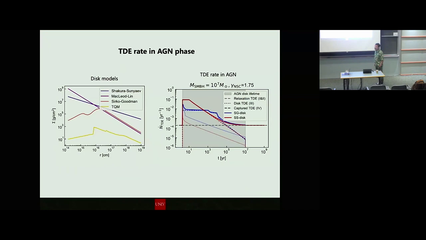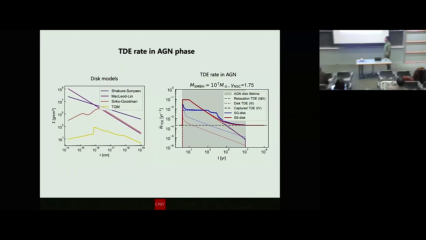So I would say that when we're looking at an AGN, we're just as likely to see a TDE at any given time as steady accretion. Yeah, maybe.